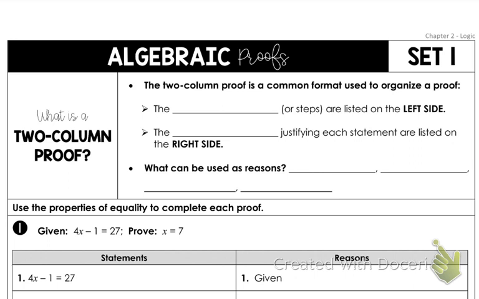So the two-column proof is a common format used to organize proof. We have one side that has steps and one side that has reasons. So we have the statements, or in this case, they're going to be our steps to solving our algebraic problem.